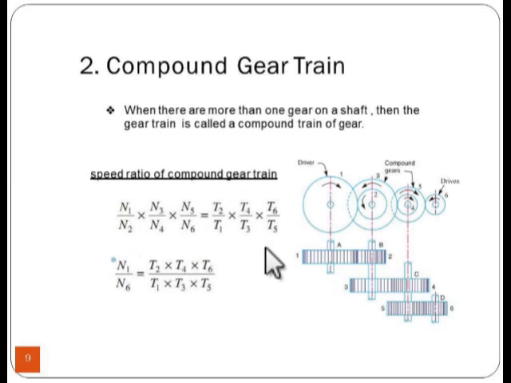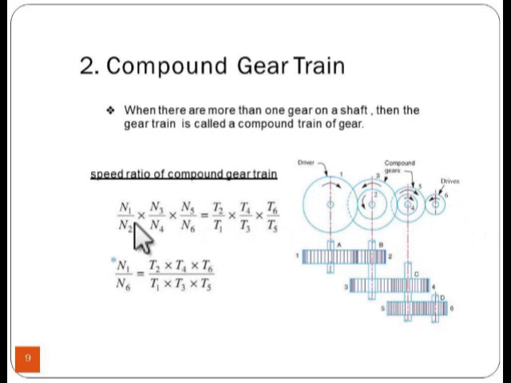In this case, you must understand that in a compound gear train, if 2 gears are on the same shaft, they are going to rotate at the same speed. This is a very, very important thing that you should know. If 2 rotates at a certain speed, the same speed will be for 3 as well. Then if 4 rotates at a certain speed, it will be the same speed for 5 as well. So if I calculate n1 by n2 into n3 by n4 into n5 by n6 is equal to t2 by t1, this is just going to be a general thing for the whole gear train.